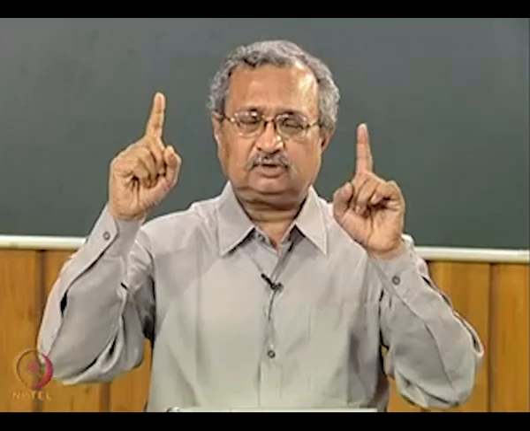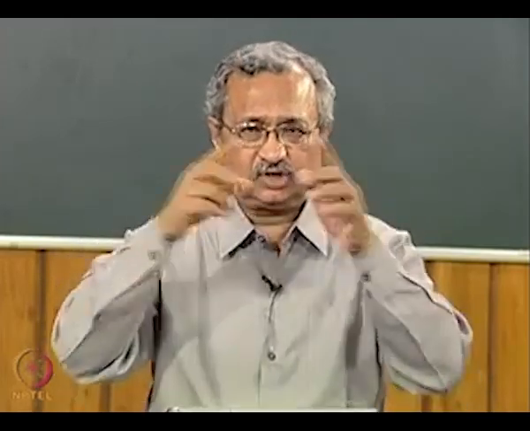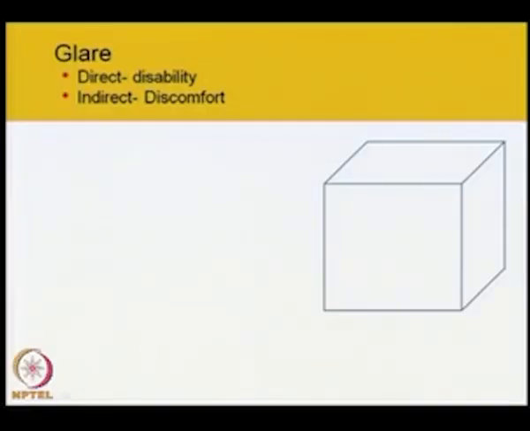So, this type of secondary glare is called discomfort glare. This discomfort glare depends on the location of light sources in the ambience. So, now the glare is direct glare, that is disability glare, and indirect glare, that is discomfort glare.